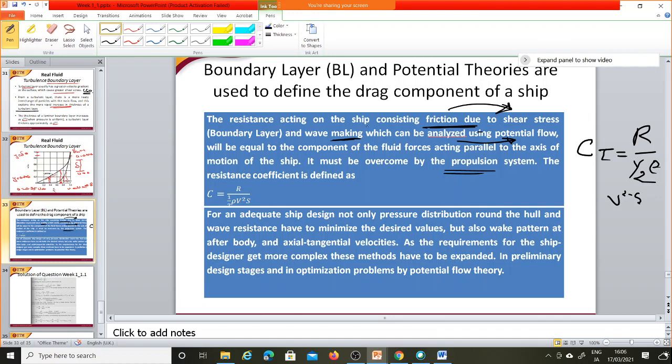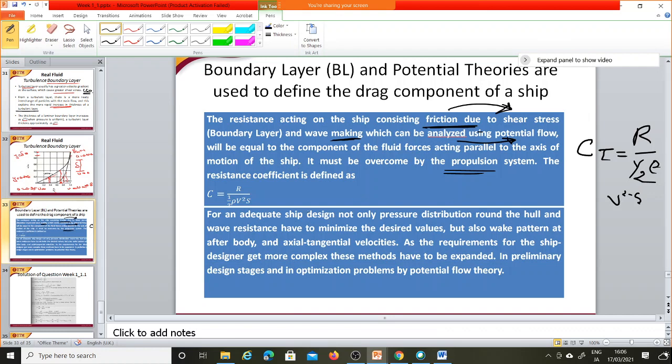But as I said, the resistance acting on the ship consists of friction due to the shear stress and wave making, which can be analyzed using the potential flow. Okay, so which are equal to the component of the fluid force acting parallel to the axis of the motion of the ship.